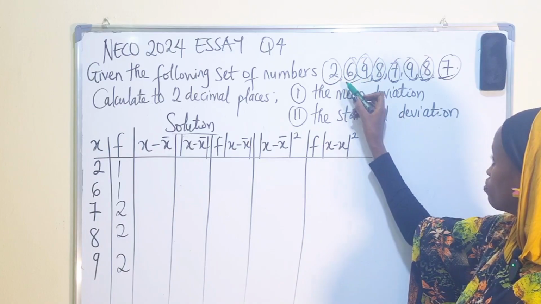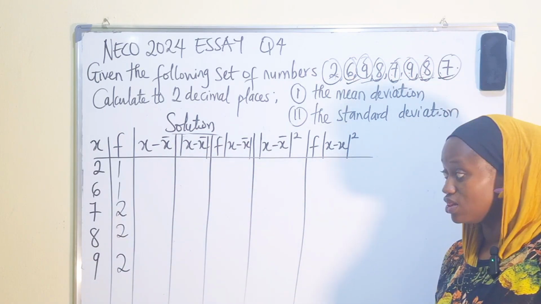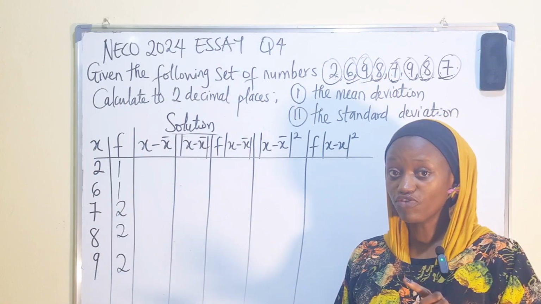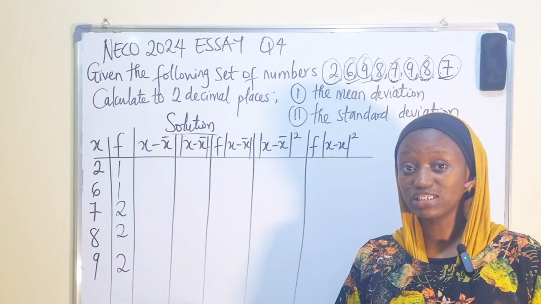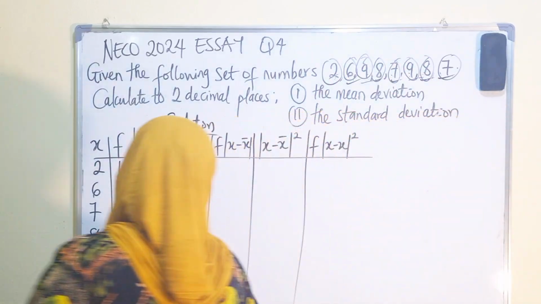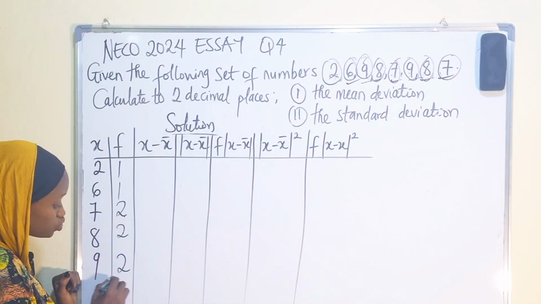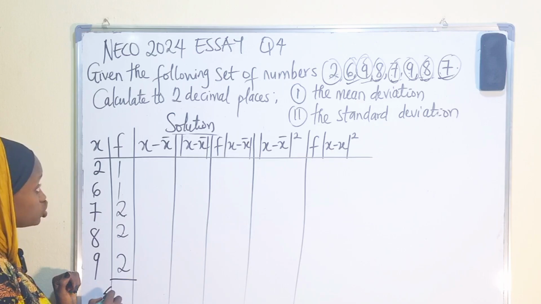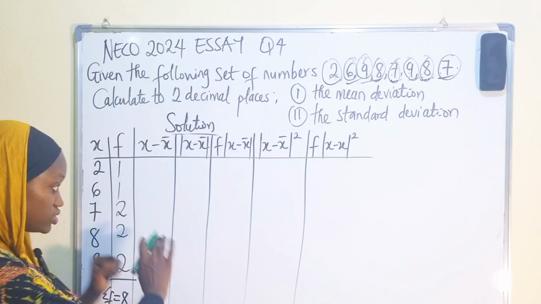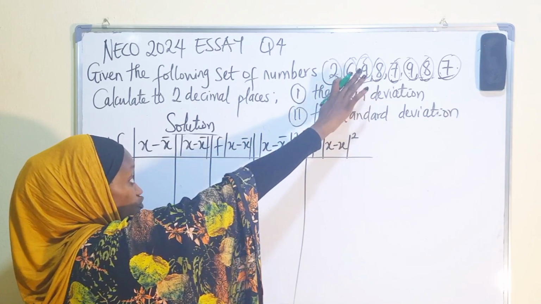Looking at the total set of numbers, we have 1, 2, 3, 4, 5, 6, 7, 8. So we have 8 numbers in total. Now we have to check the summation of the frequency. That means taking the sum of all the frequencies, and we have to ensure that the summation is going to be 8, because we have 8 numbers here. So let's do this together. 1 plus 1 is 2, plus 2 is 4, plus 2 is 6, plus another 2, here we have 8. So this means summation of f is equal to 8. That means we are good, because it tallies with the number of numbers we have.